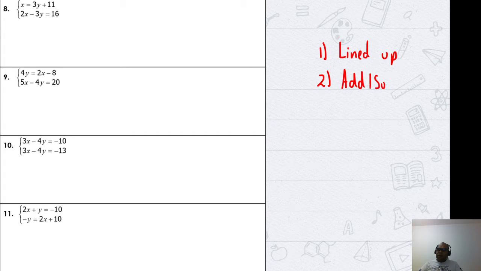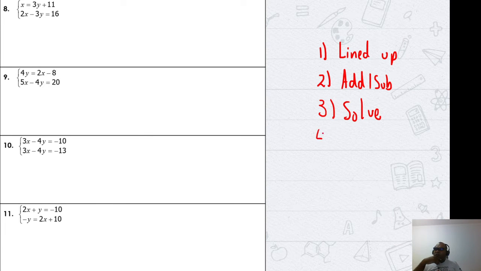You need to check which variable you want to eliminate. They must have the same coefficient or the opposite coefficient, doesn't matter. If it's the same coefficient, you need to subtract. If it's the opposite coefficient, just add. And number 3, solve as usual, like adding numbers, subtracting numbers, pretty easy.